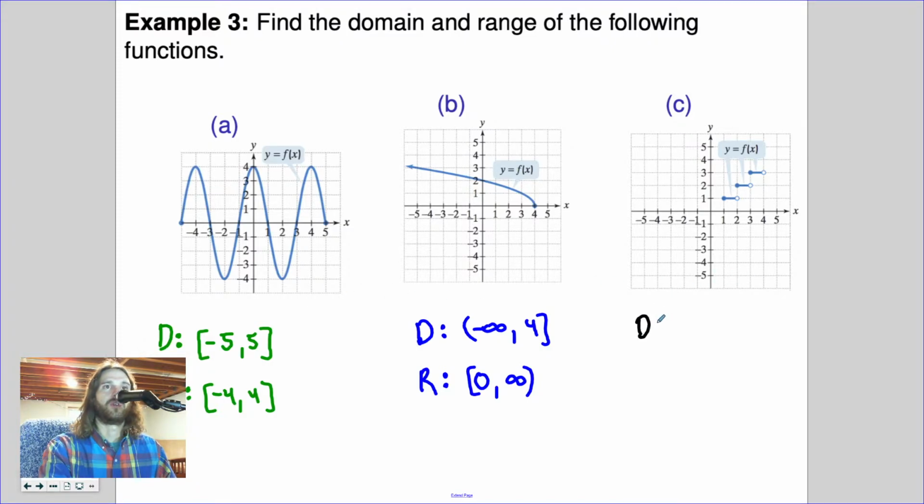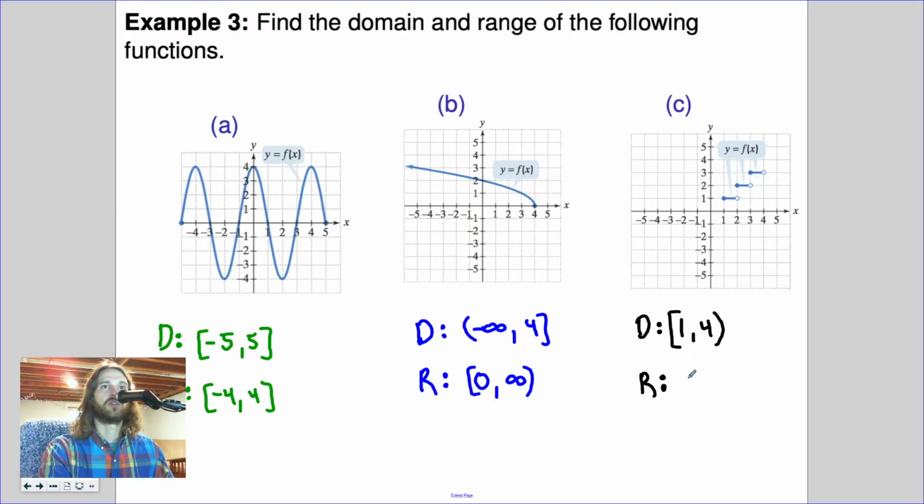Okay, domain. Some people are saying, oh, there's a gap right there. Careful. The domain goes from 1, and there is no gap until the open circle up at 4 where it stops, because at these closed circles the function actually exists. It is part of our domain. So our domain goes from 1 up to 4, parenthesis, square bracket, like so.